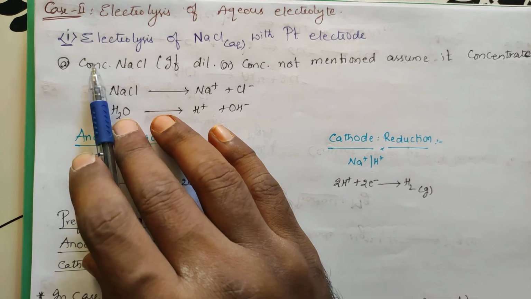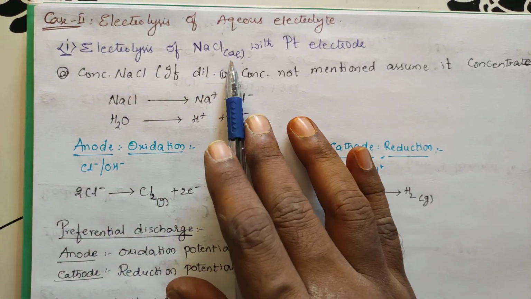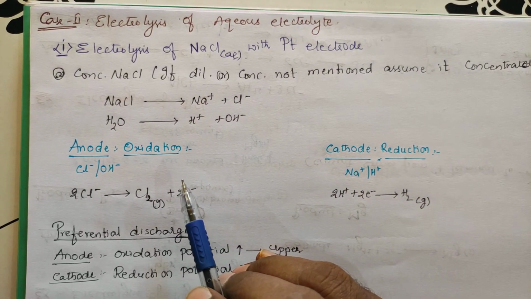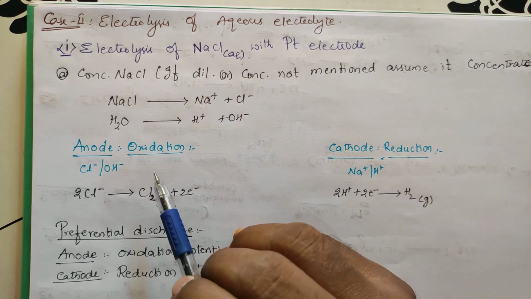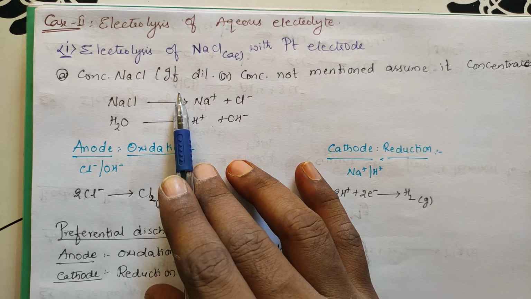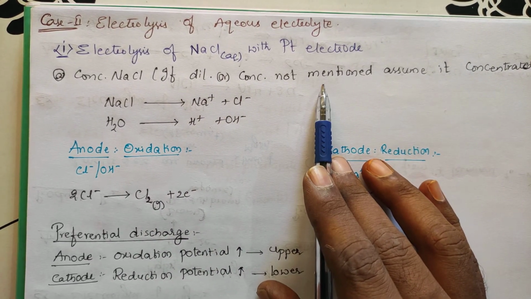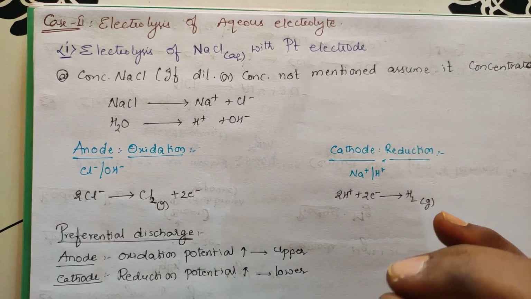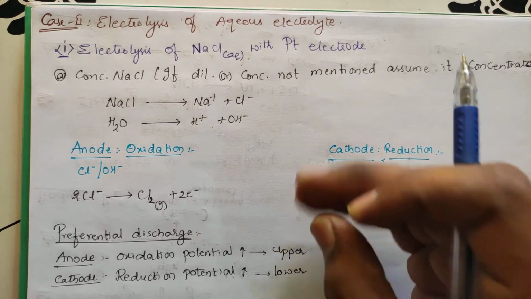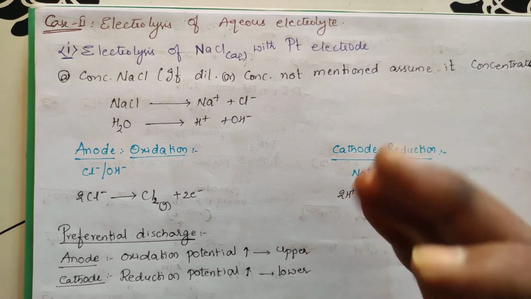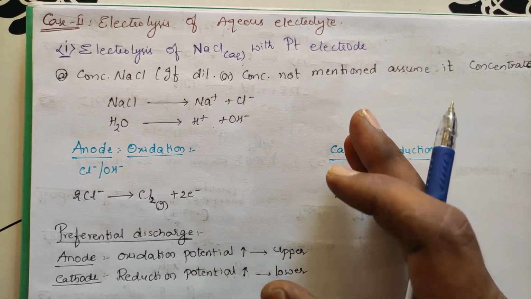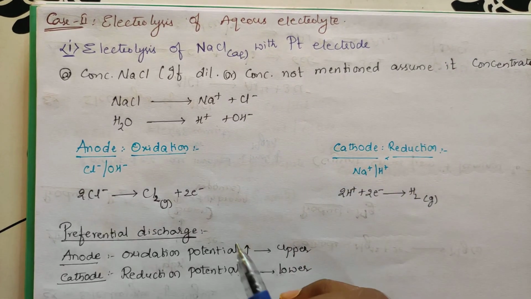So now I am taking into consideration in this first case, electrolysis of aqueous NaCl with the platinum electrode. Platinum electrode is inert. It will not be involved in the reaction. If the concentration of NaCl is not mentioned, dilute or concentrated, then we should take it as concentrated. So if I say electrolysis of aqueous NaCl with a platinum electrode, you should consider that it is the concentrated solution, meaning you have more NaCl. If it is dilute, they will mention. If it is not mentioned as dilute, then you should take that as concentrated solution only.